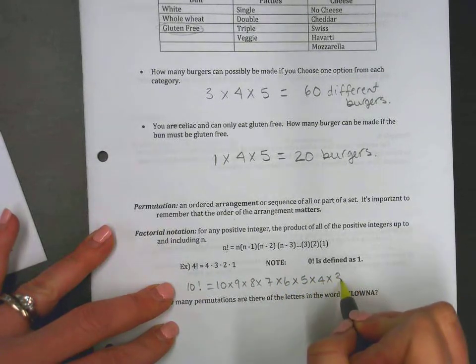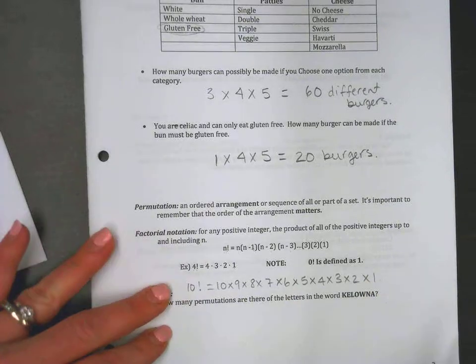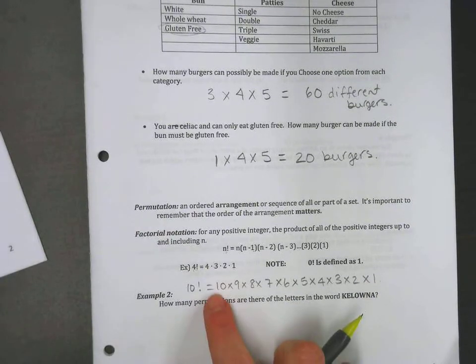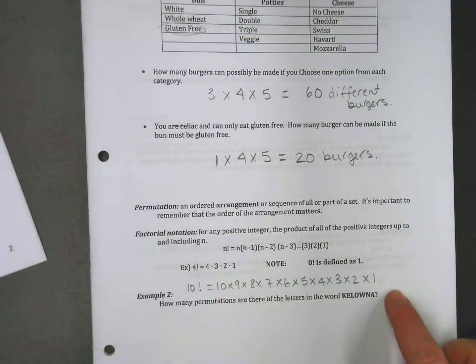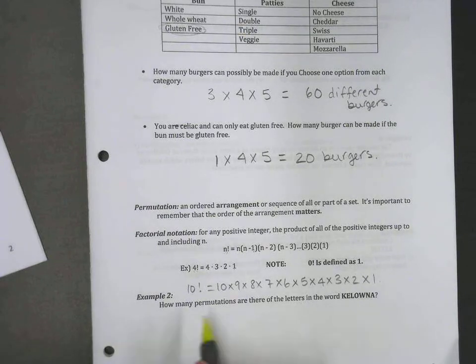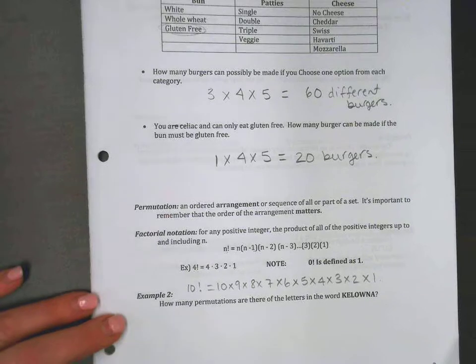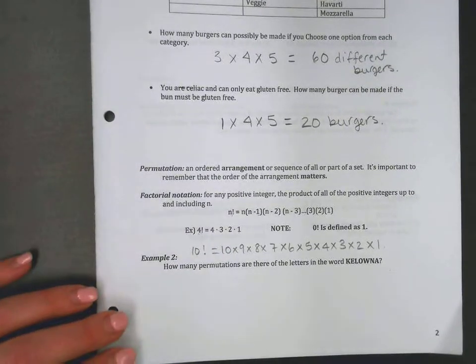So over time, we don't want to type all of this into our calculator. There's a factorial sign that we would want to use. All right, so example 2, it says, how many permutations are there of the letters in the word Kelowna?